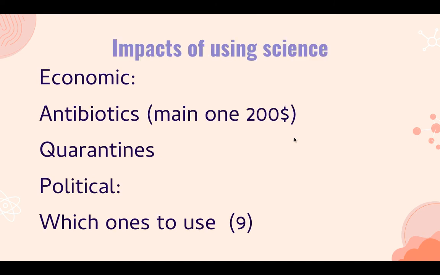There we go. Impacts of using science. The implications of using science are both political and economical factors. Economical because the usual and least expensive antibiotic is worth $200, which for some people can be really expensive. Also because you're forced to do a quarantine, which can make you lose your job and or lose money. It's political because people debate which work, how efficient they are, and if they damage other things in your body. You have the MLA.